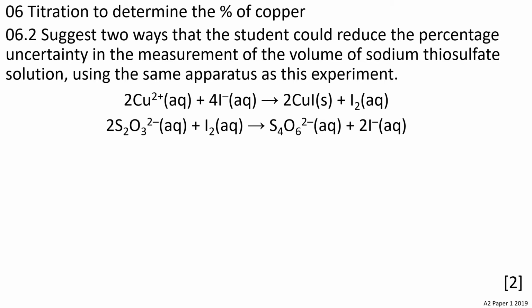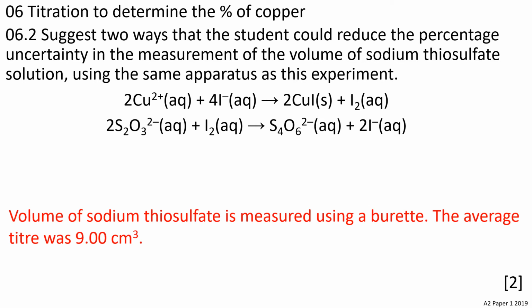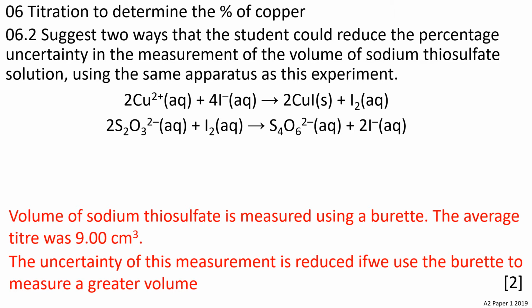So the thiosulfate was added from a burette. The volume of thiosulfate is measured using a burette. The average titre was 9 cm³. Now a burette generally can measure up to 50 cm³, and we'd like to use, in excess of 50, maybe 25 cm³. So that's quite a low titre. The uncertainty of that burette reading can be reduced if we use the burette to measure a greater volume.